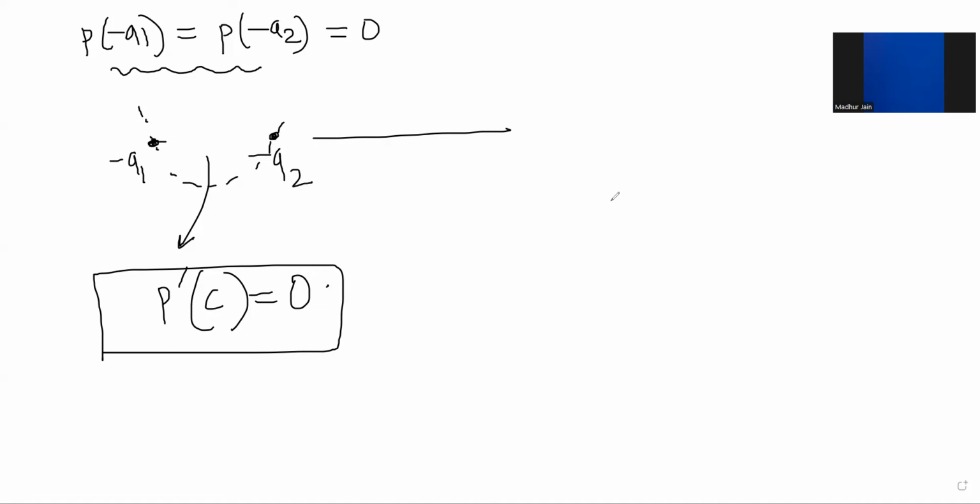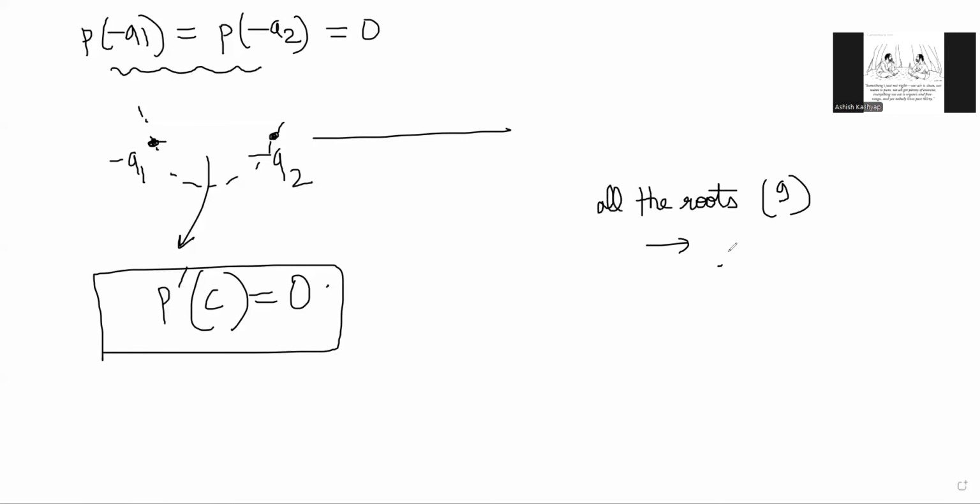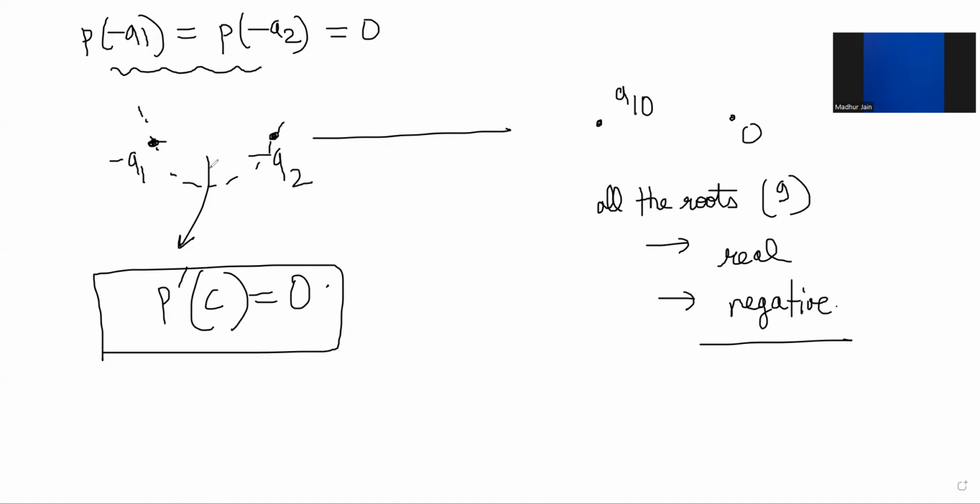Right, sir. That will mean all the roots of the derivative, nine roots, will be real and will be negative. Because all the original roots are negative, right? Between the negative numbers, they will be negative only, and they will all be real also. I hope that makes you understand what is happening.